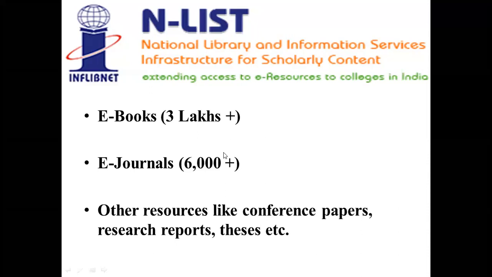What does Enlist contain? It has ebooks running into 3 lakhs plus. So 3 lakhs plus ebooks are available in Enlist. E-journals, how many? 6,000 plus e-journals are there. Then there are other resources like conference papers, research reports, theses, etc. So you can imagine the quantum of information that is available on Enlist.